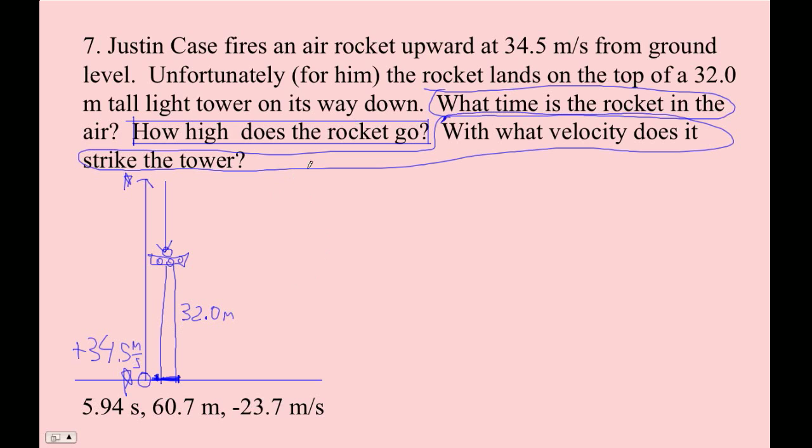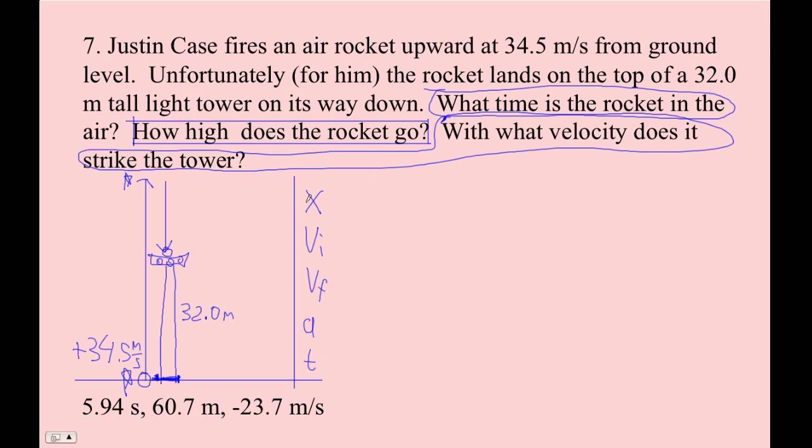Okay, in this video I'm going to explain how to do it from the ground. These two questions: what time is it in the air, and with what velocity does it strike the tower? Because both of those deal with launch to striking the tower, right? So let's set that up. Let's draw a little line. Let's go X, VI, VF, A, and T, okay?